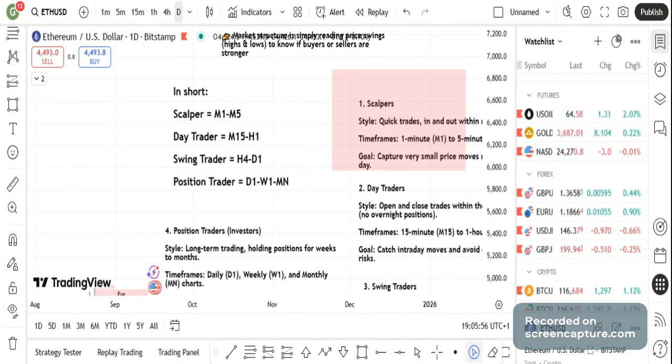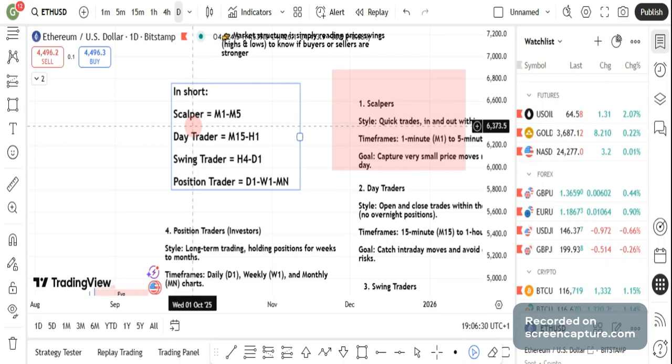When I say you have to know your personality, it means you have to know the type of trader you want to be. For example, let me say we have four categories of traders, which I put down here. Number one is the scalpers. Each of these categories of traders works on a different time frame, meaning the time they use to hold a trade.